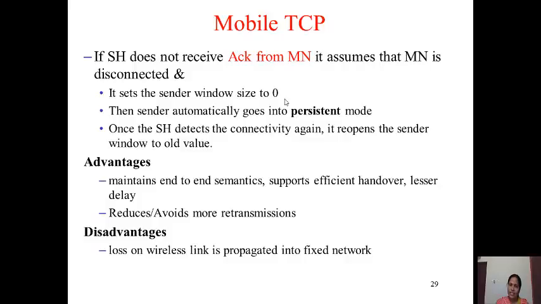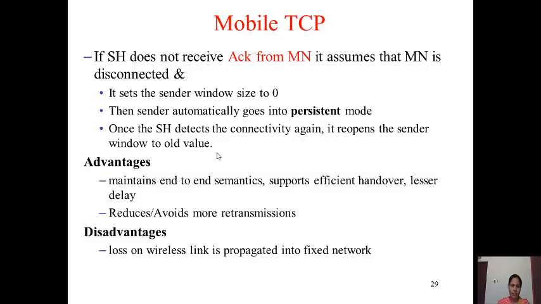What is the indication of setting the sender window size to 0? The sender is informed that it cannot go ahead sending any more data unless it gets a signal from the supervisory host, because the strength of the signal is weak. On seeing the sender window size set to 0, the sender automatically goes into the persistent mode. Once the supervisory host detects the connectivity again, it reopens the sender window to the old value, the continuation takes place and the data transmission proceeds. So this is how mobile TCP is devised, an improvisation on the traditional TCP to support mobility and maintain end-to-end semantics.